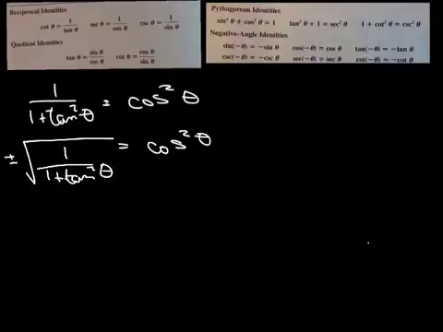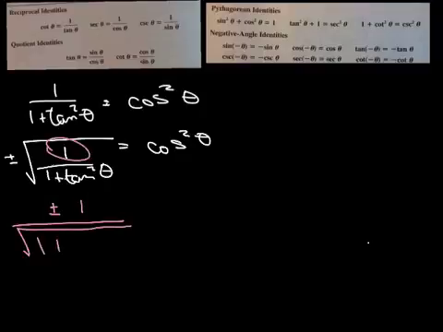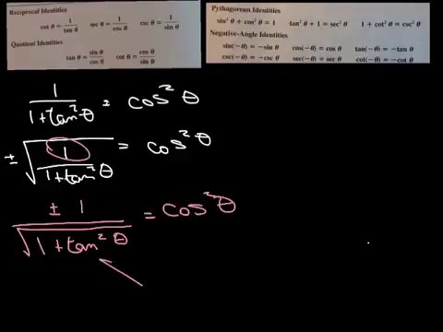Okay, so let's see. I can take the square root of 1 and get 1. So then I end up with plus or minus 1 over the square root of 1 plus tangent squared theta equals cosine squared theta. Okay, starting to look a little neater. Now I've got a radical down here.